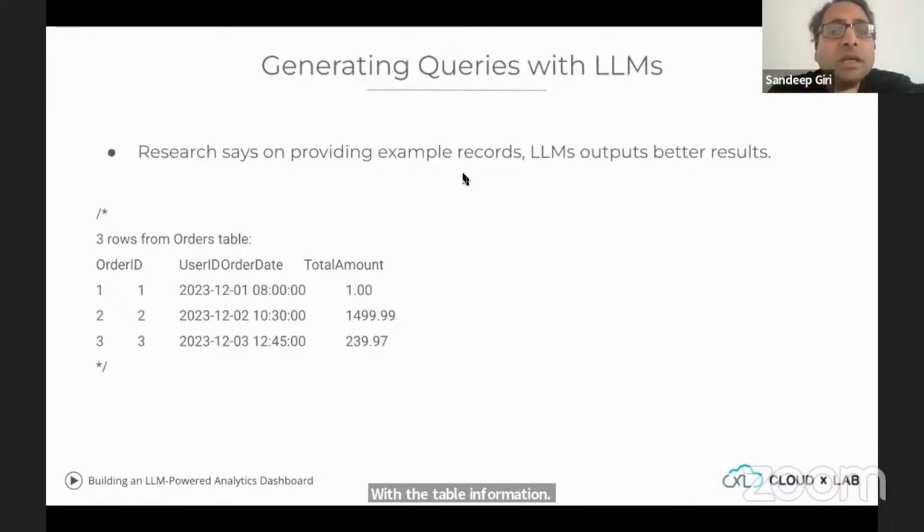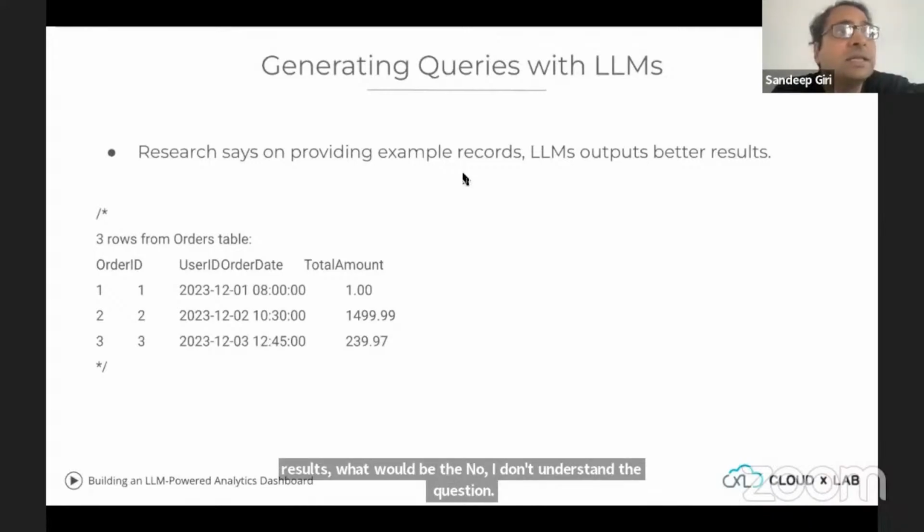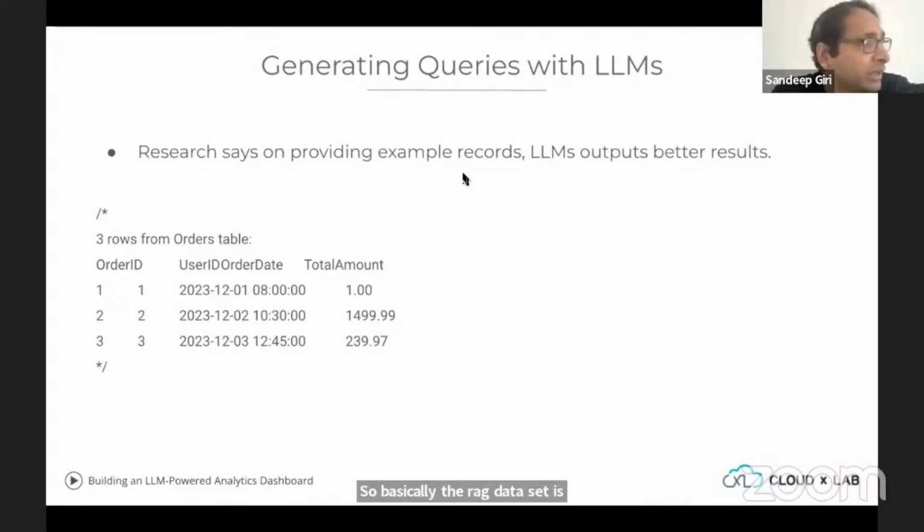Now, let me see if I understood the question. If we are using an LLM for specifically analyzing SQL results, what would be the RAG? I don't fully understand the question. The RAG dataset depends on the way people are interpreting RAG. What exactly would you mean by RAG? I think there's a big mismatch of terminology, because everywhere people are putting the RAG keyword.